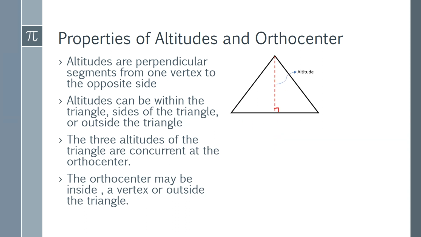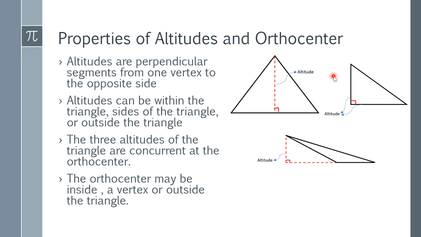Here are some pictures here. So let's talk about altitude. So you see that the altitude right here is a perpendicular segment. It touches a vertex and is perpendicular to the opposite side. So it could also be in a right triangle. It could be, the altitudes are sides of the triangle. Both of these are altitudes.